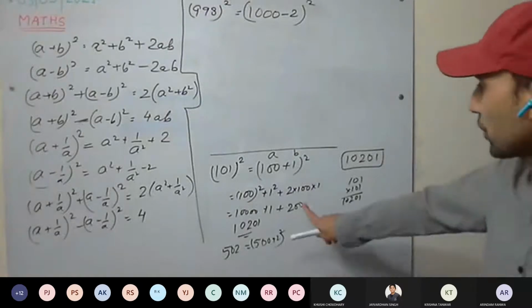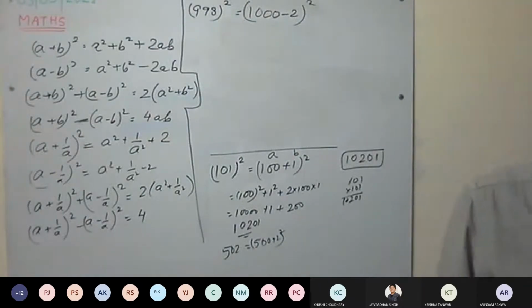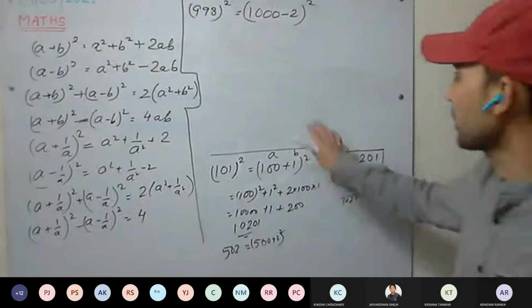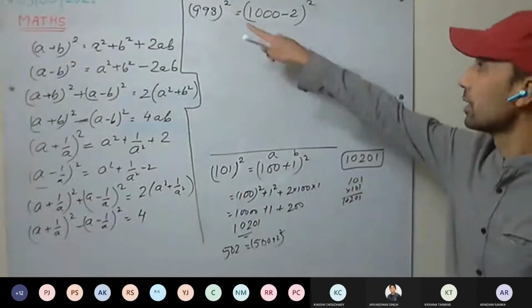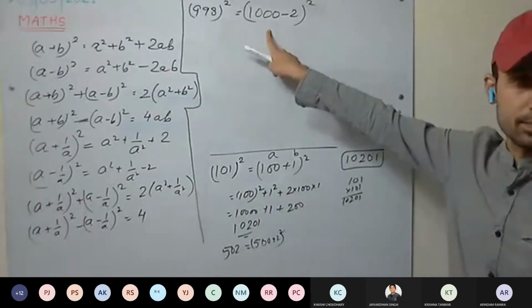Anyone who hasn't got the answer for the first one? Anyone in class? Or haven't understood? If you don't understand, ask immediately. Solve this one.